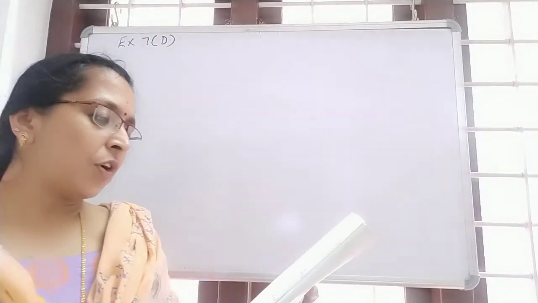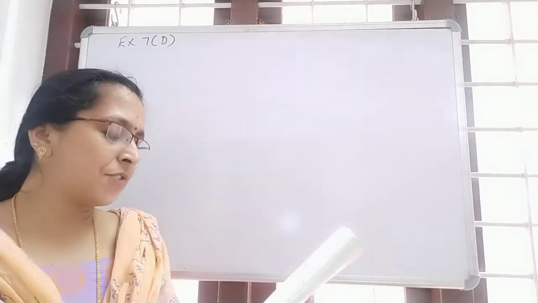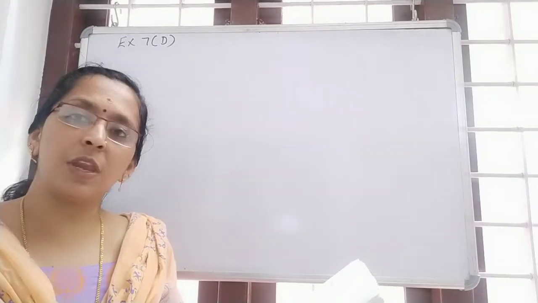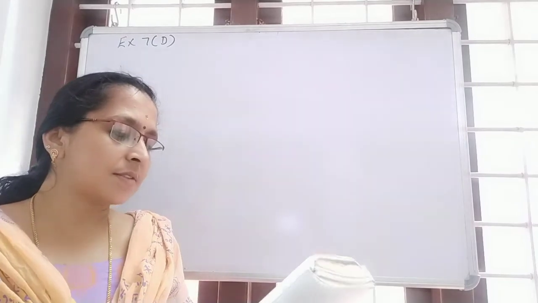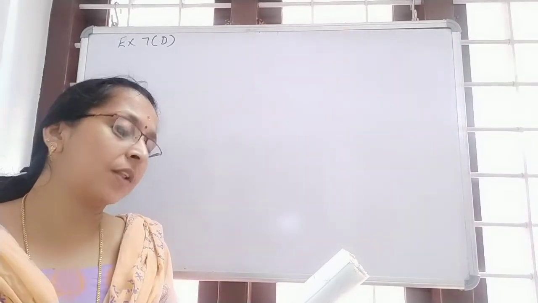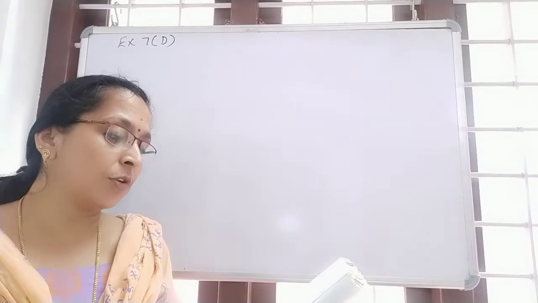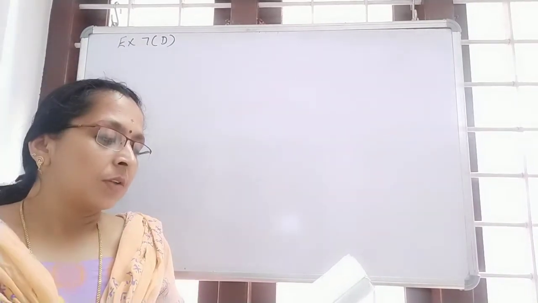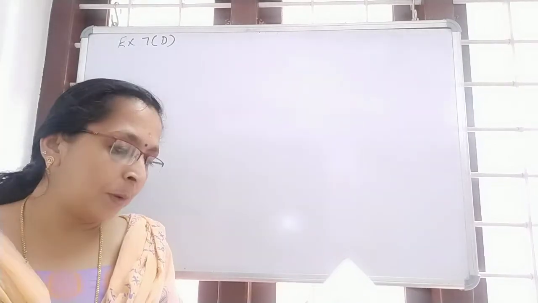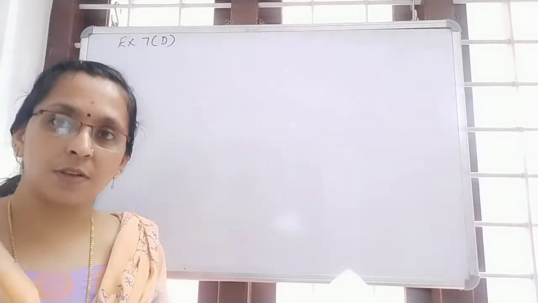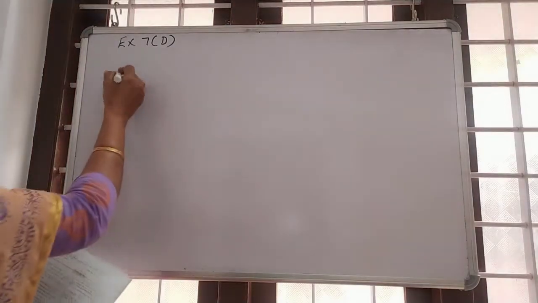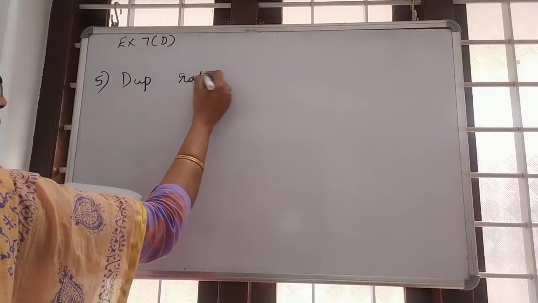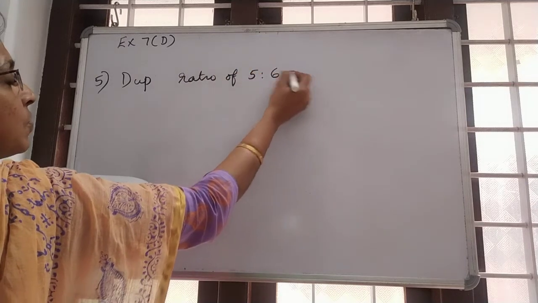Sixth question: ratio compounded of the duplicate ratio of 5 is to 6, reciprocal ratio of 25 is to 42, and the subduplicate ratio of 36 is to 49. We want to find the ratio compounded to these 3. So how can we do? First we want to do the duplicate ratio of 5 is to 6. So what is the duplicate ratio of 5 is to 6?